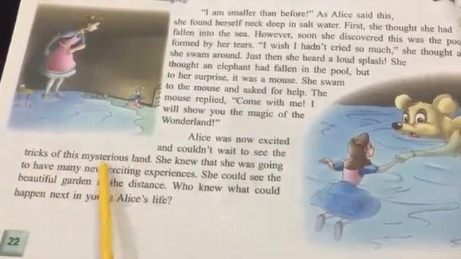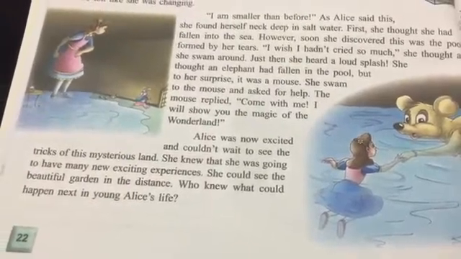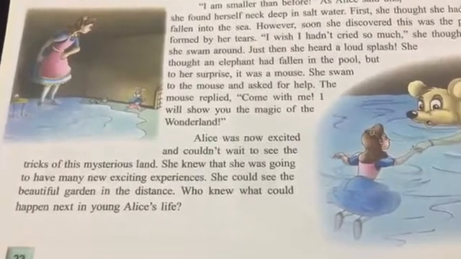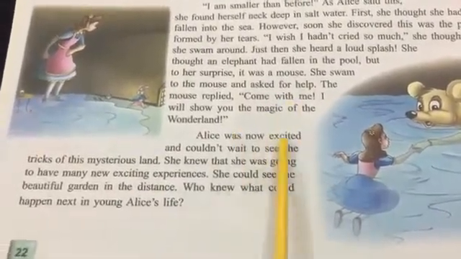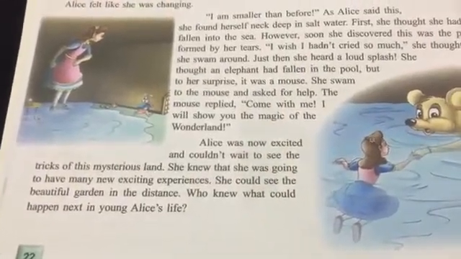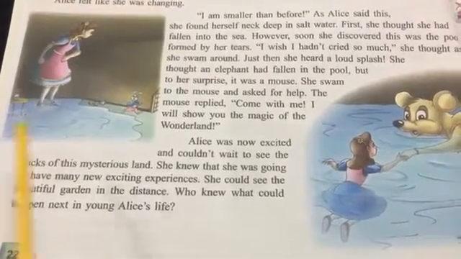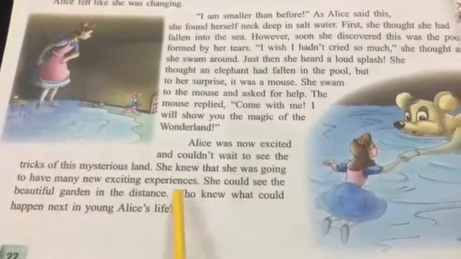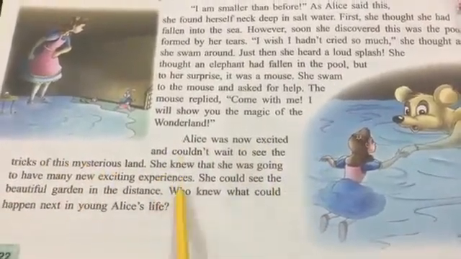What is mysterious? A mysterious land means a land which has a lot of mysteries and a lot of surprises, right? So now Alice was so excited, and she could not wait to see all the surprises of the land. She knew that she was going to experience many new exciting things.